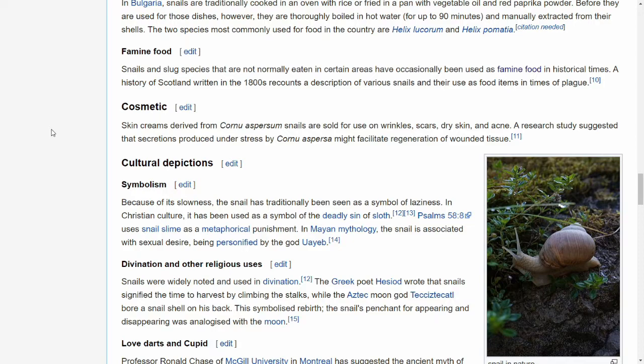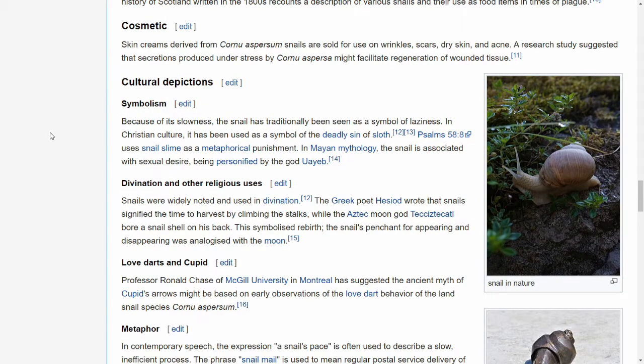Cosmetic. Skin creams derived from Cornu aspersum snails are sold for use on wrinkles, scars, dry skin, and acne. A research study suggested that secretions produced under stress by Cornu aspersum might facilitate regeneration of wounded tissue. That doesn't seem very tested.